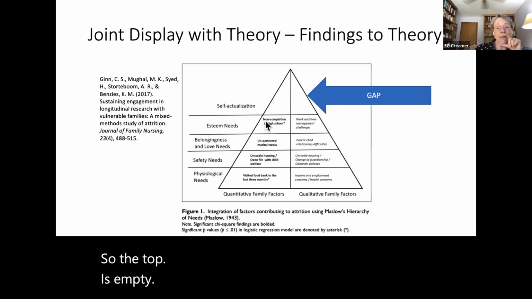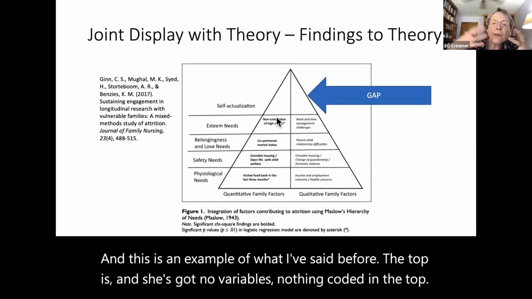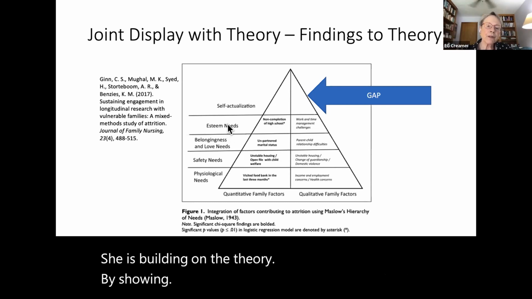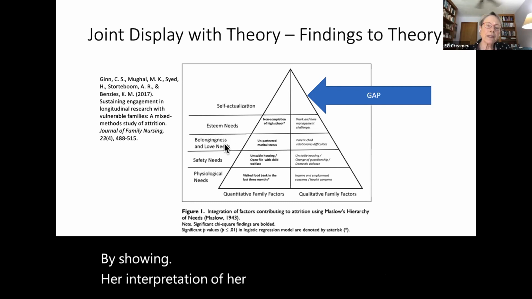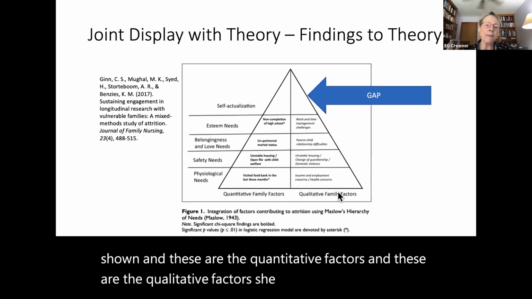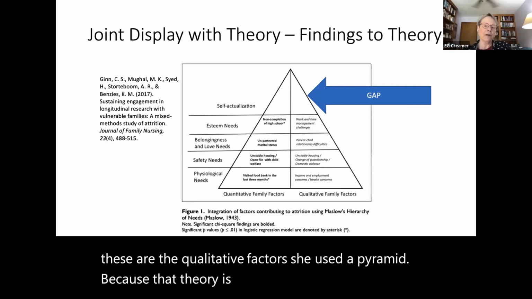And this is an example of what I've said before. The top is saying she's got no variables, nothing coded in the top. She is building on the theory by showing her interpretation of her data, how these needs were shown. And so these are the quantitative factors and these are the qualitative factors. She used a pyramid because that theory is hierarchical.